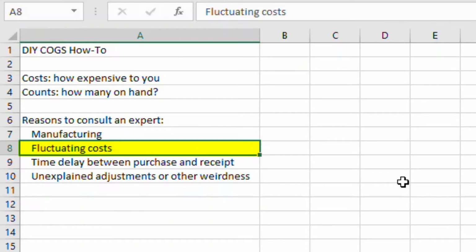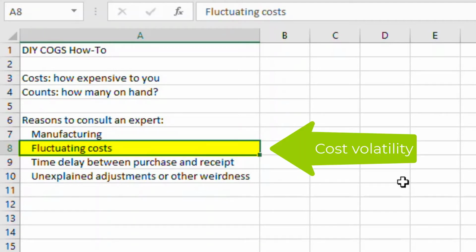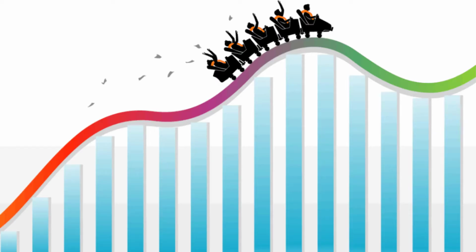Another reason you might want some support is if your costs fluctuate, either very frequently or very widely. So it's one thing to update your costs every year or every quarter, make some small adjustments here or there, but if your costs are truly volatile, you're going to want some accounting support.